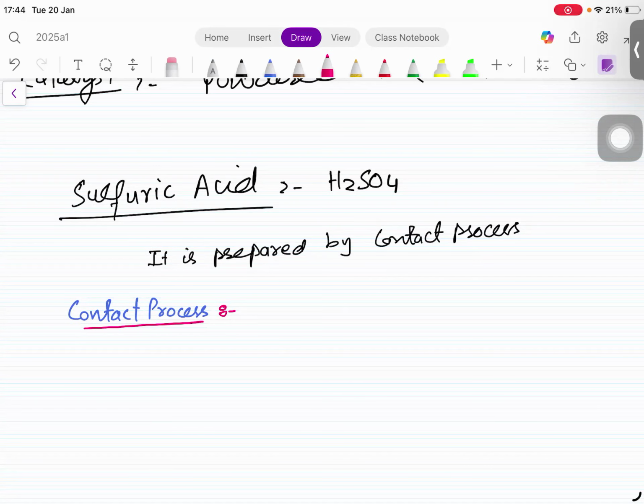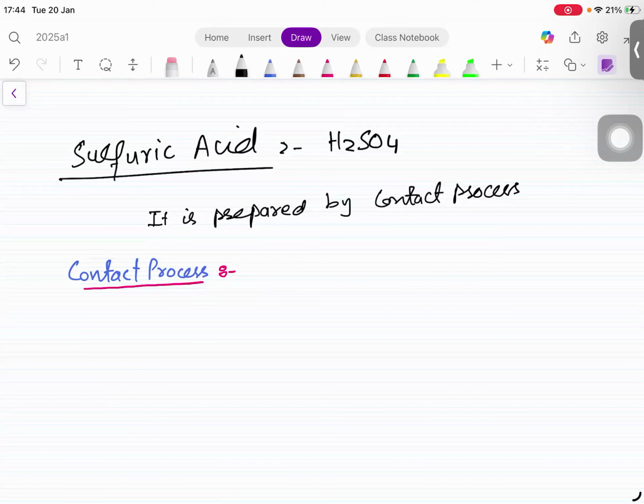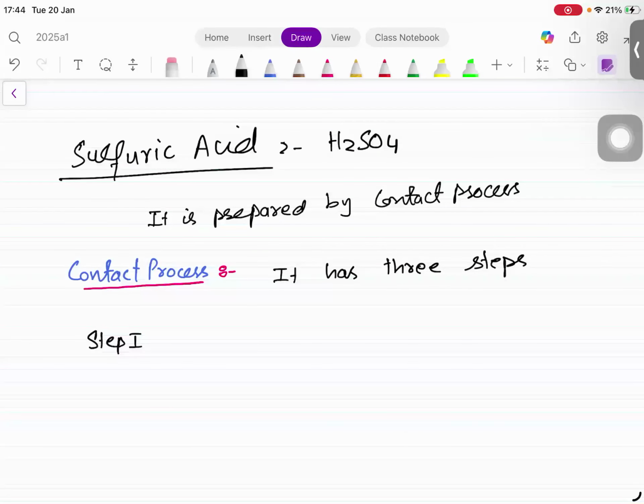Okay. In the contact process, as I told you, it has 3 steps. Step 1, we have to take the sulfur. We need sulfur. In step 1, sulfur is burned in excess of oxygen.